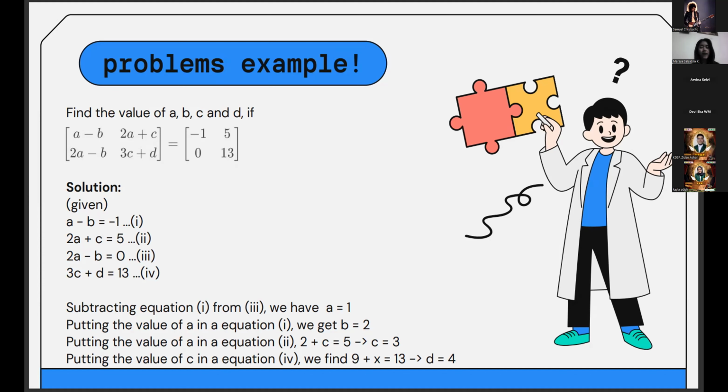Putting the value of a in equation 1, we get b equals 2. Putting the value of a in equation 2, 2 plus c equals 5, so we get c is 3. Putting the value of c in equation 4, we find 9 plus d equals 13, so d is 4. So, in conclusion, a is 1, b is 2, c is 3, and d is 4.